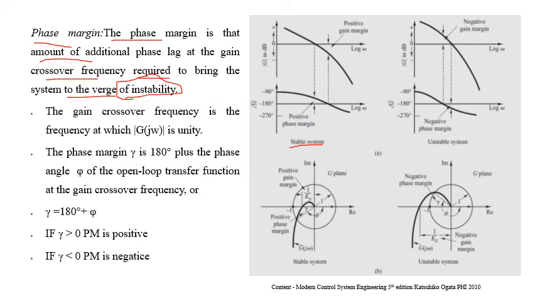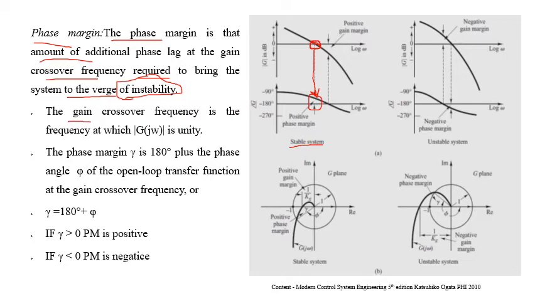So the definition of phase margin says: when the gain crosses 0 dB, for that frequency value you need to determine the phase. And this value of phase is called the phase margin. I'll repeat again. The frequency value for which the gain is 0, for that the phase angle will give you the phase margin. So that is what is called the phase margin.